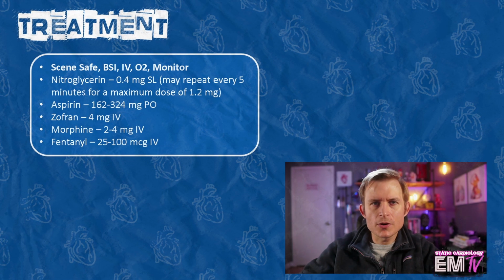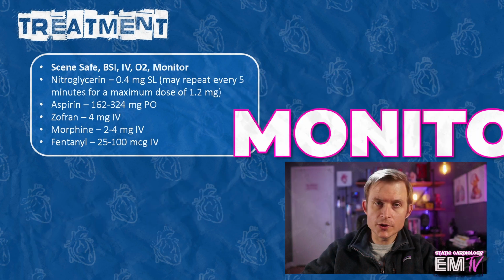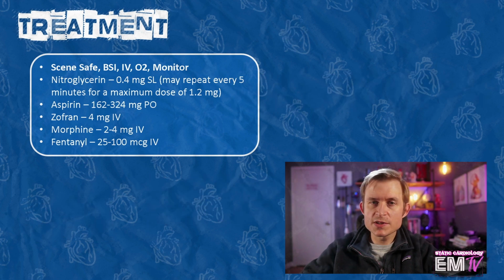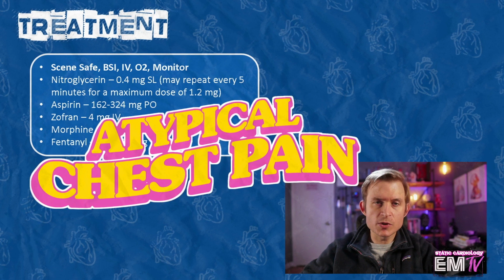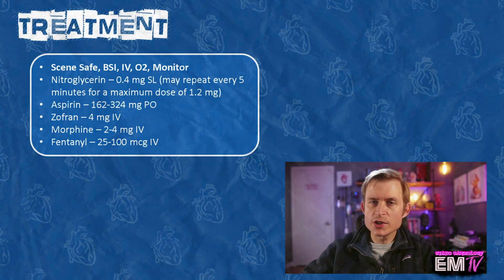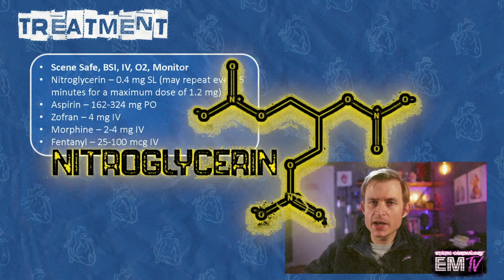Just like with all my other cards, I'll begin treatment by regurgitating the mantra: Scene Safe, BSI, IV, O2, monitor. Now, although my patient doesn't explicitly complain of chest pain, she may be experiencing what's known as atypical chest pain symptoms. So a trial of nitroglycerin may not be a bad idea.